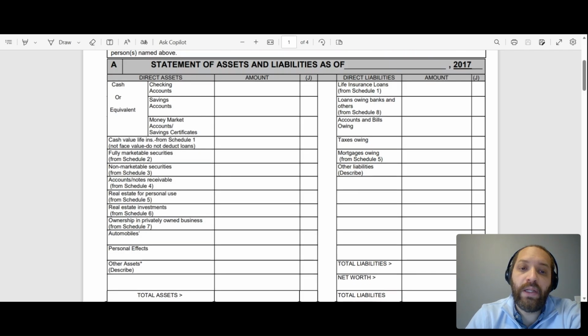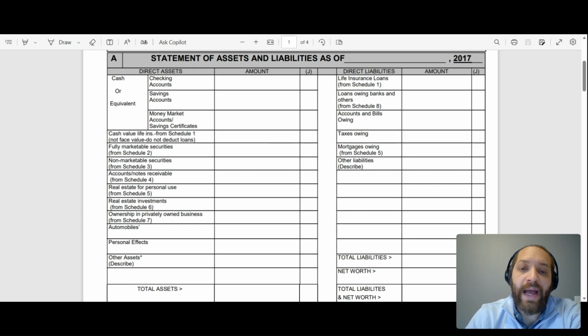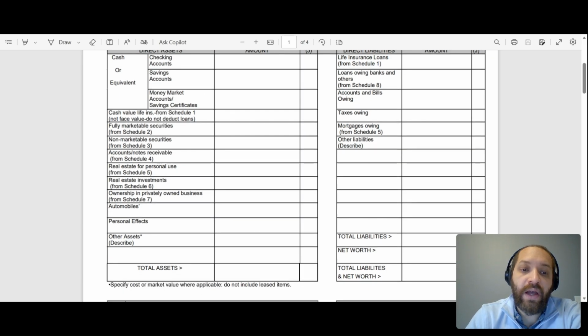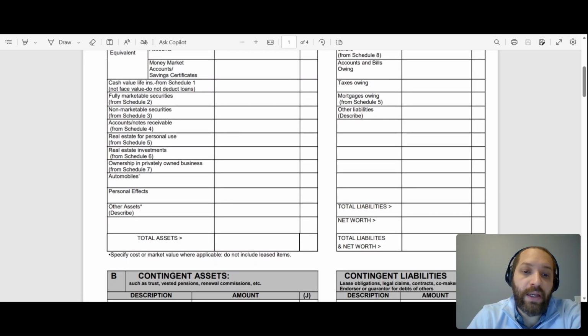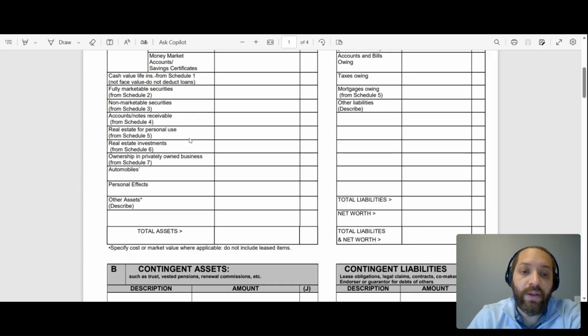So on the left side, you have all the information regarding the assets that you own, so cash that you may have both in a checking or savings account. If you have any kind of investment like in stocks or the 401k or whatever type of retirement investment account that you may have, and then any kind of real estate that you own, whether it's personal or an investment property.